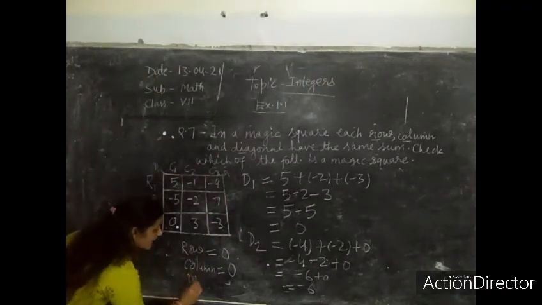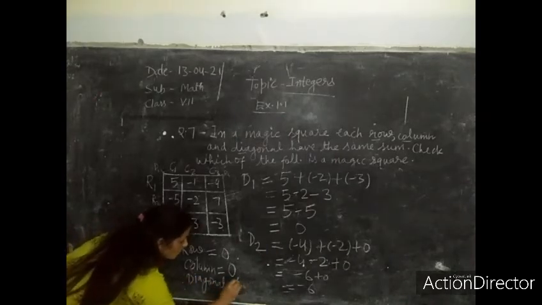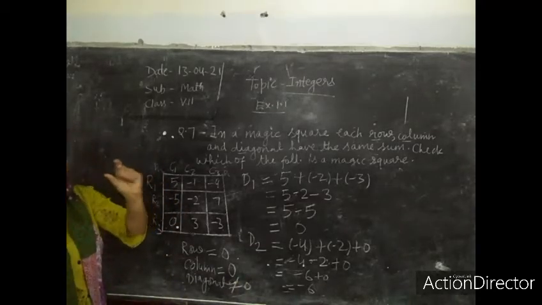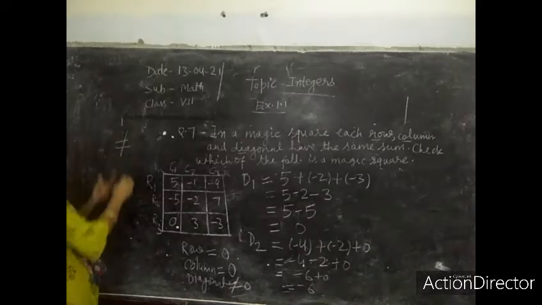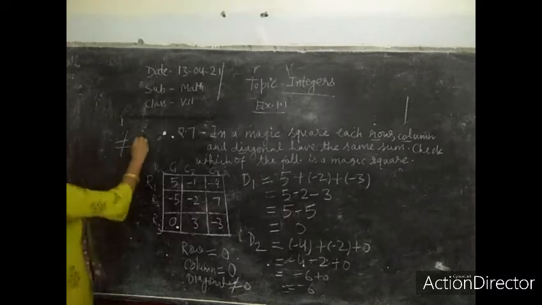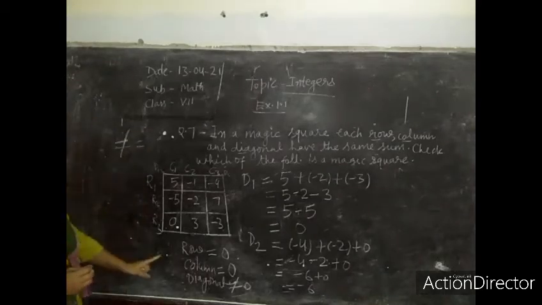So we will write here diagonal does not equal to 0. There is no need to write the words does not, D-O-E-S-N-O-T. In mathematics, we will use this symbol for does not. It means equals to with this slanting line that shows does not. Diagonal does not equal to 0.